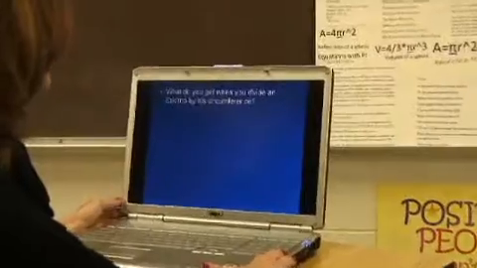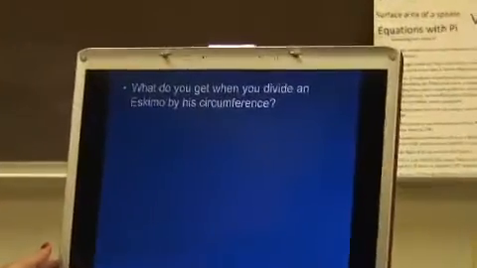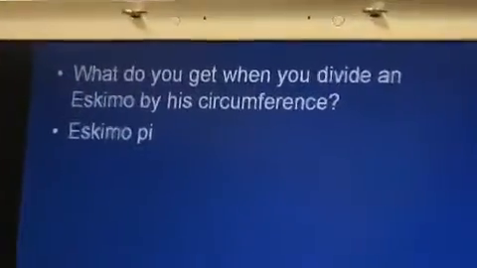What do you get when you divide an Eskimo by his circumference? Eskimo pi.